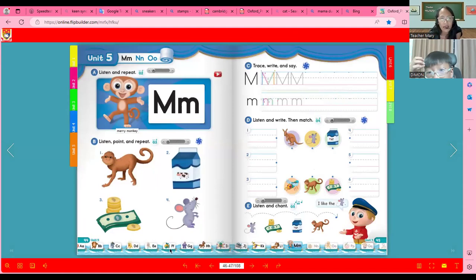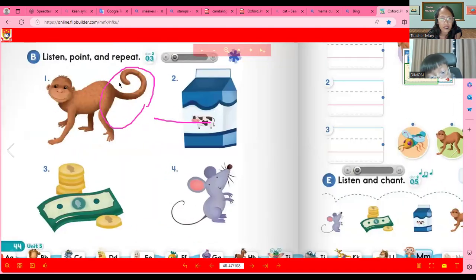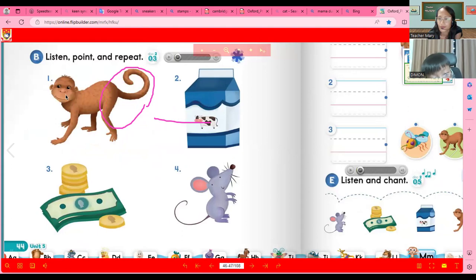Okay, what letter is this, Diamond? I don't know. M. Can you say it? M. Letter M. Now, what's that? Monkey. Very good. Yes, it's a monkey. Now, what is this? Monkey. Very good. Now, number two, what is that? Milk. M-m-milk.